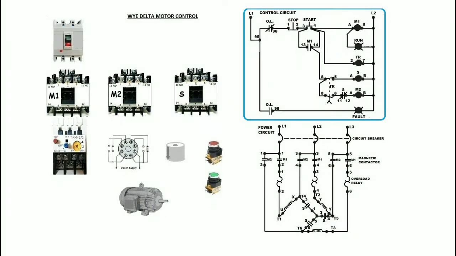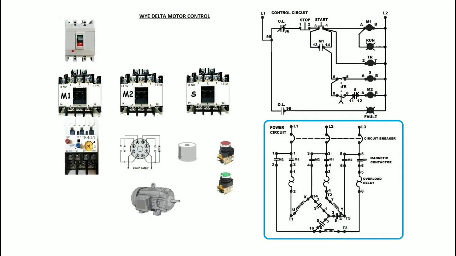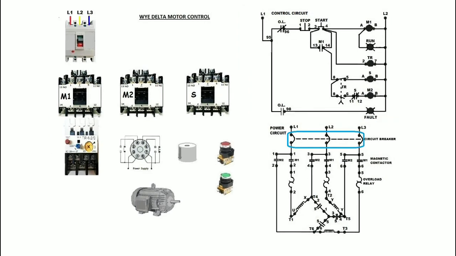Let us now discuss how to connect from the power source to the control circuit, power circuit, and the electric motor. From the power source, the wires in color red, yellow, and blue will be connected to line 1 represented by L1, line 2 represented by L2, and line 3 represented by L3, respectively.